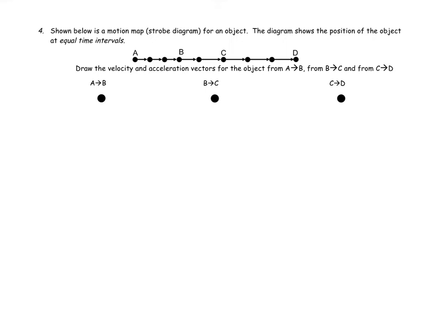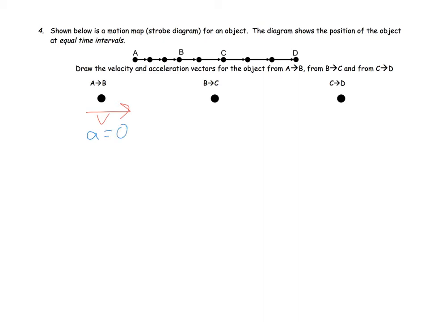For number 4 here, we have yet another strobe diagram. And what we want to do for each situation, for each time interval, is show the direction of the velocity vector and the direction of the acceleration vector. So we'll start with the interval from A to B. Our velocity vector, that's not that bad to do. We know the object's traveling to the right, so our velocity vector must also be to the right. And our acceleration vector, we're going to look at what the object's doing, and it looks as though these are actually evenly spaced, which means that we actually don't have an acceleration. So our acceleration simply is going to be 0.